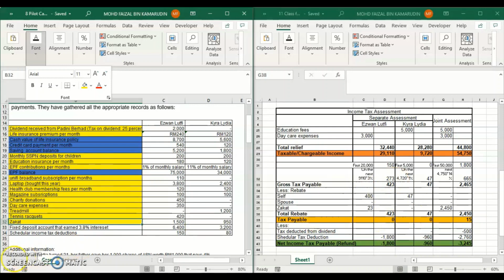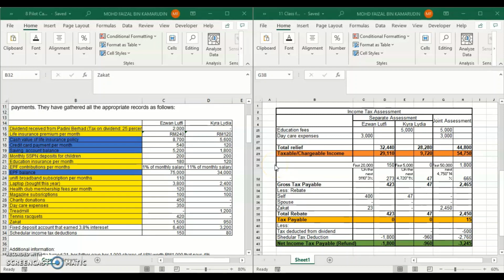Now we have reached the final part, the final item where we have to get the net income tax payable. For this case, it is 0 for the tax payable, and then 0 for Kaira, but 15 ringgit for the joint assessment.